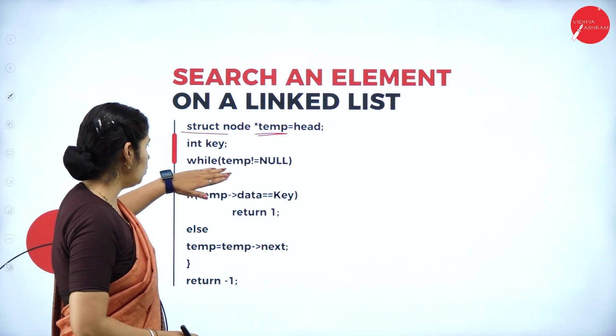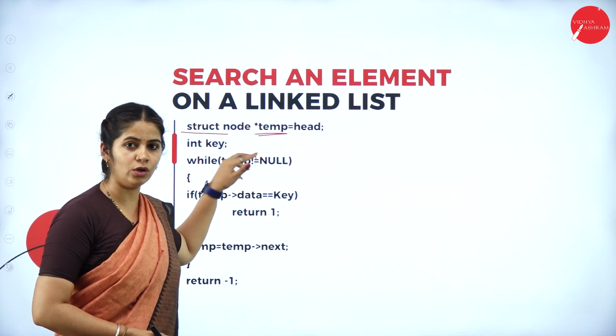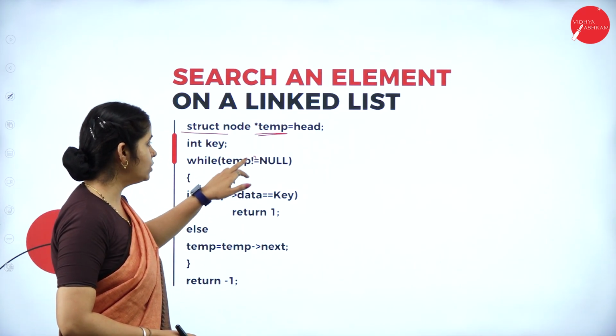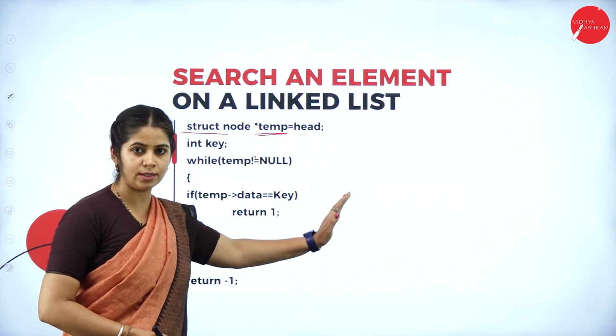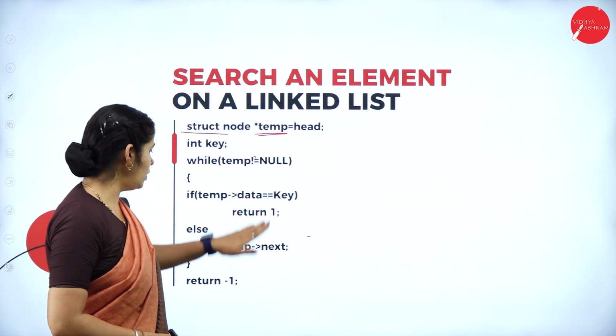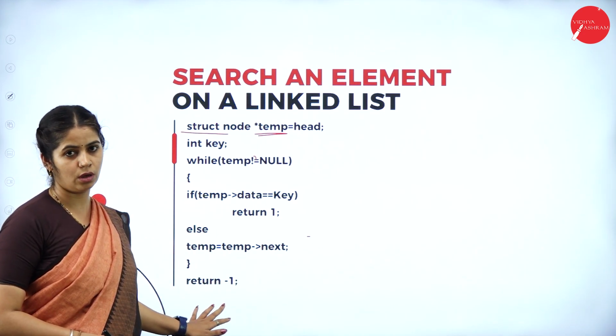Why are we checking with the while condition? The while condition checks whether there is an element or not. If it is not equal to null, definitely there are elements, then we can go for searching. If the condition is false, we come out of the loop and say that there are no elements to search.